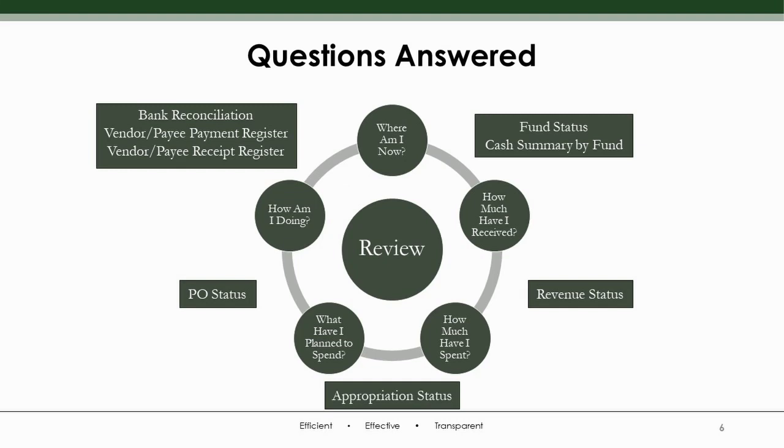Now, those questions can be answered through various reports in UAN. Where am I now? Through the fund stats and cash summary by fund report. How much have I received? By using the revenue status report. How much have I spent? Using the appropriation status report. What have I planned to spend? Using the purchase order status report. Figuring out how I'm doing through the bank reconciliation, vendor payee payment register, and the vendor payee receipt register, which also answers the question, where am I now?